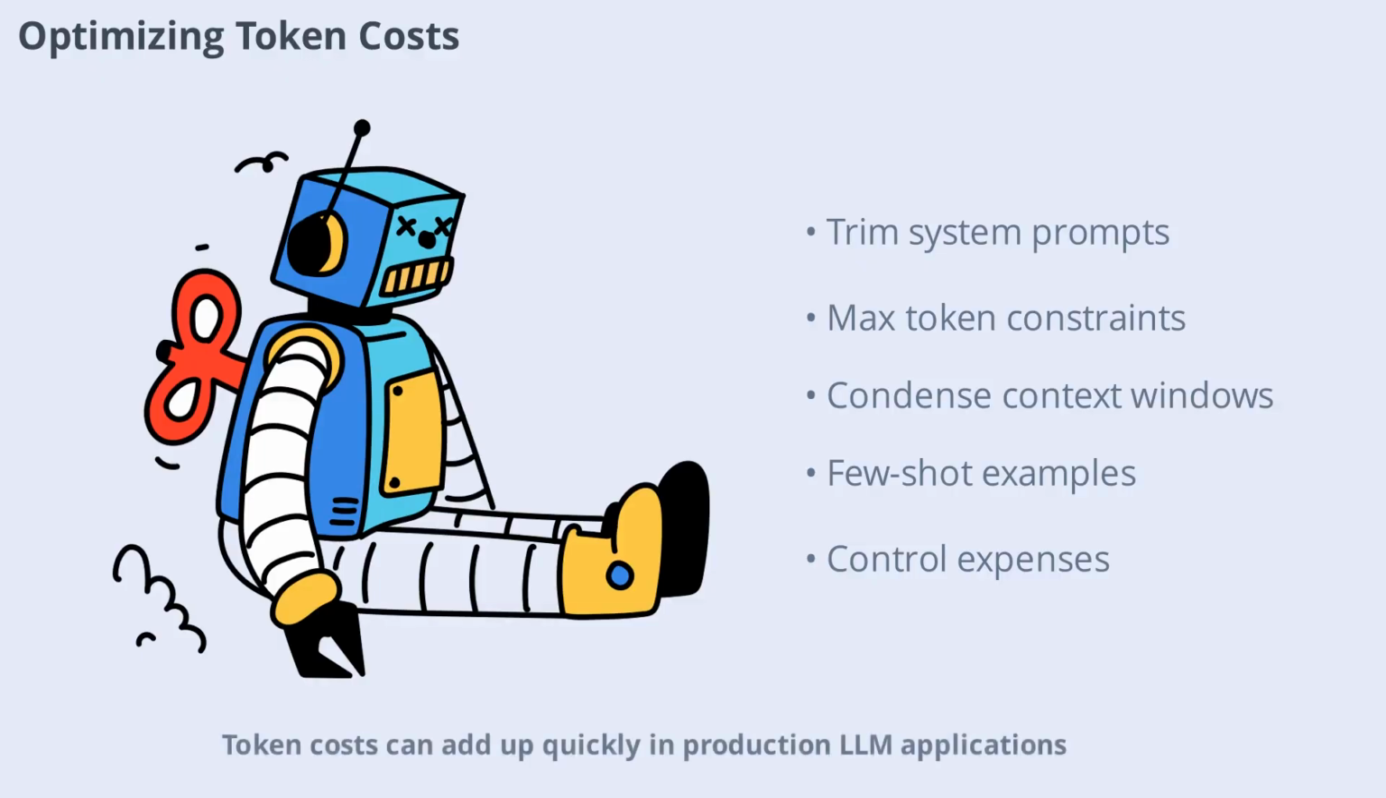Token costs can add up quickly in production LLM applications. To optimize without switching to a cheaper model, trim system prompts, enforce max token constraints on outputs, condense or summarize context windows dynamically, and use few-shot examples sparingly. Once a model is fine-tuned, you can trim out few-shot examples entirely. These strategies help control expenses while maintaining performance.